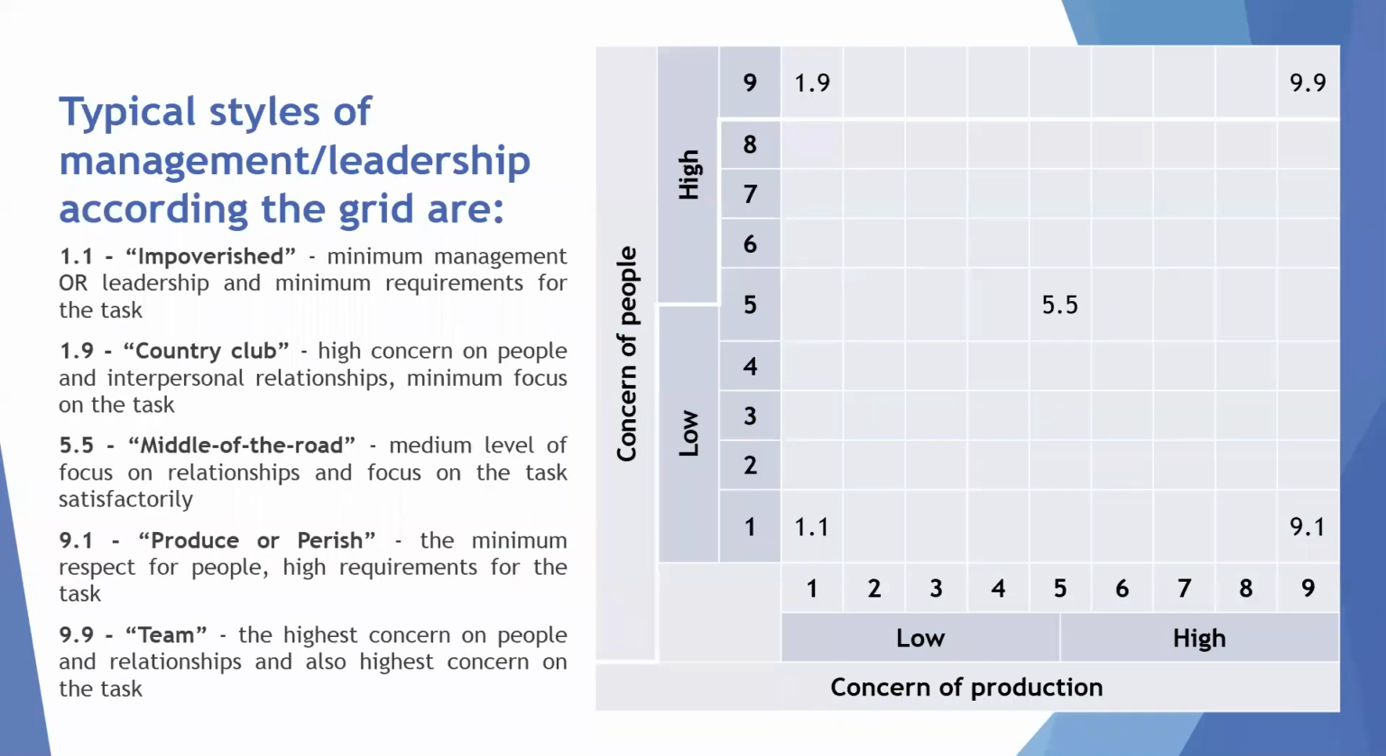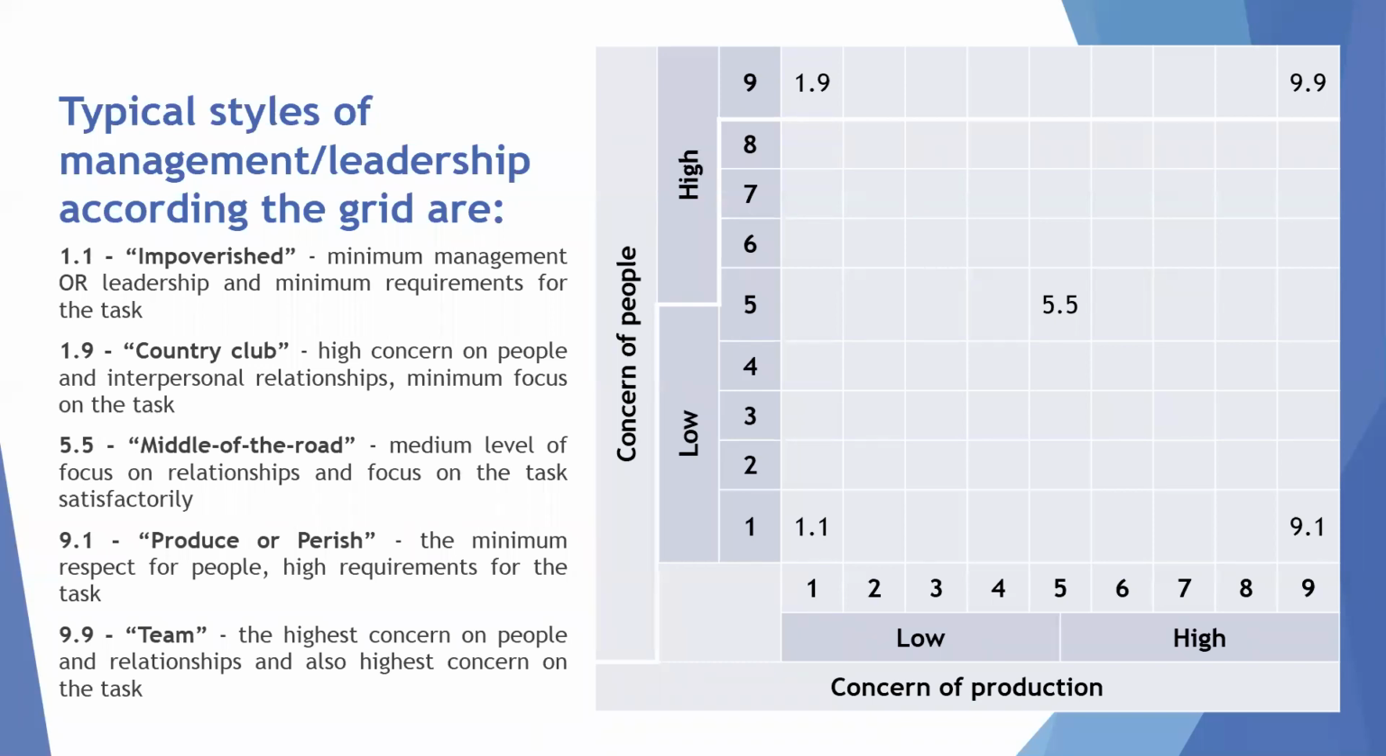So here we go. Typical styles of management or leadership according to the grid. You can see now I have given the grid. This side talks about concern for people, and the other side talks about concern for production. The x-axis talks about concern for production and the y-axis talks about concern for people. Now what we are going to see is how the leadership styles work within these two dimensions. That means how the management is taking care of the two, concern for people and concern for production.